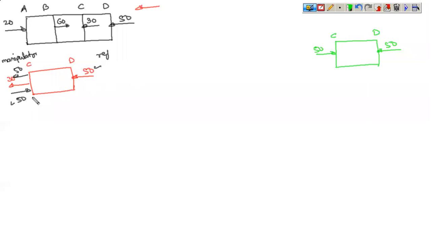So this 50 and this 50 are actually balancing themselves. What is left is 30 in this direction and 50 in this direction.